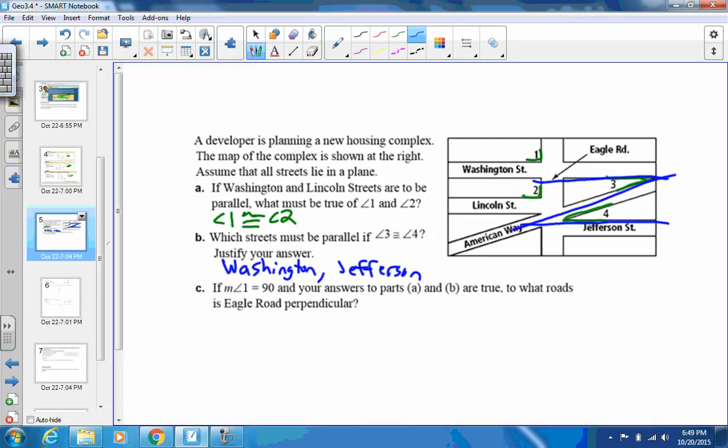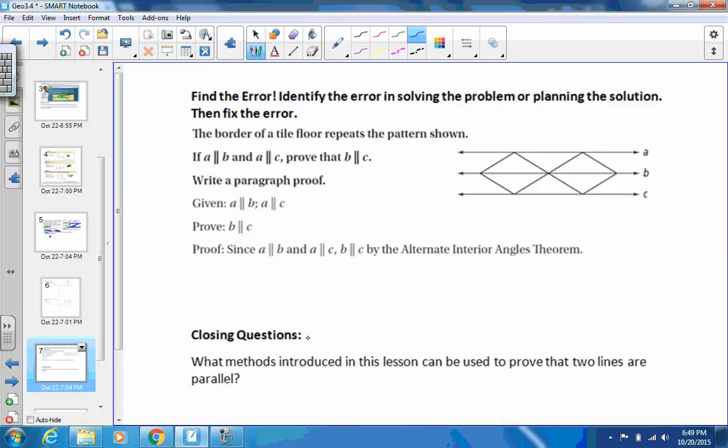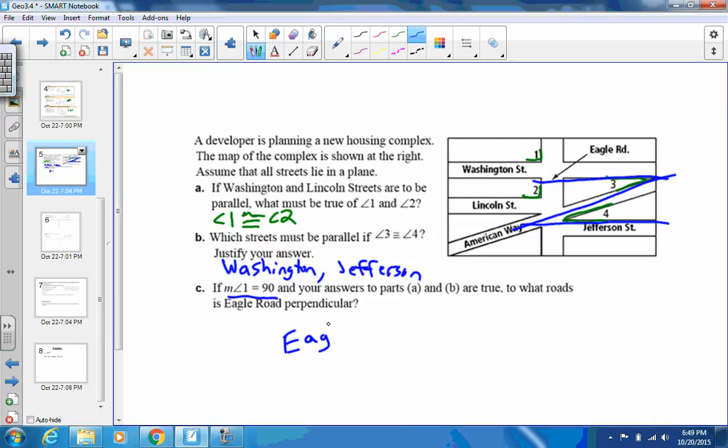Now letter C says if the measure of angle 1 is 90 degrees, and your answers to parts A and B are true, to what roads is Eagle Road perpendicular? So if angle 1 is 90 degrees, then Eagle would be perpendicular to Washington, and that's simply because of what it says here: measure of angle 1 is 90 degrees. And we said that Washington and Lincoln are parallel, so angles 1 and 2 would have to be congruent. So that would also be perpendicular to Eagle Road.